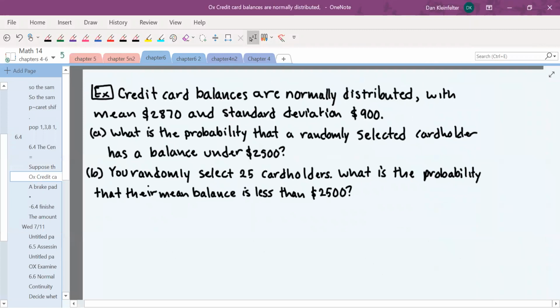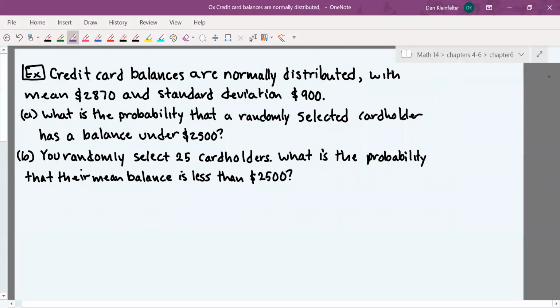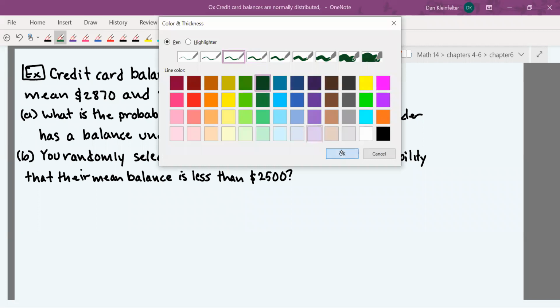Okay, here's another example to try. For this one, we're told that credit card balances are normally distributed with a mean of $2,870 and a standard deviation of $900. We want to know, first of all, the probability that a randomly selected individual has a balance under $2,500, and then, if we collect 25 cardholders, the probability that their mean balance is less than $2,500. So let's work through the details.